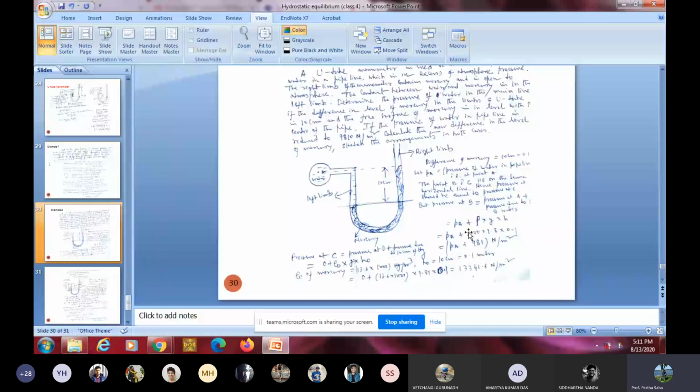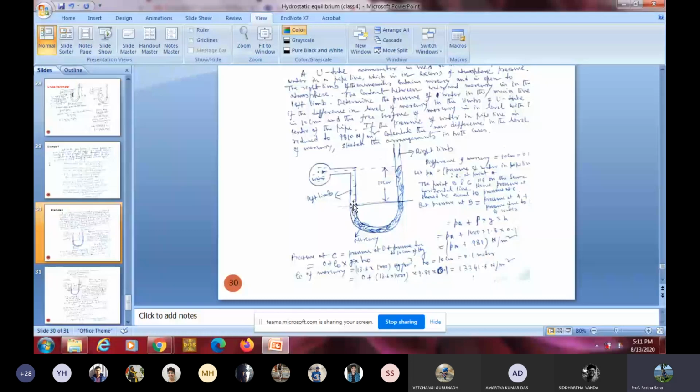And the pressure at point C is the pressure at D plus the pressure due to the 10 centimeter of mercury, right? The pressure at D is 0. But for this height of mercury, the pressure will be 13.6 into 1000 into 9.81 into the height 0.1. So the total will be 13,341. So this pressure and the pressure PA plus the height of the water should be equal.